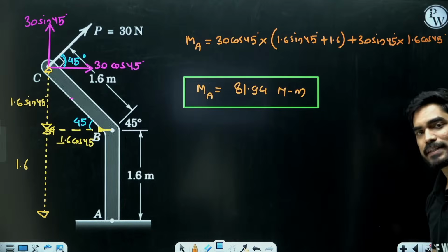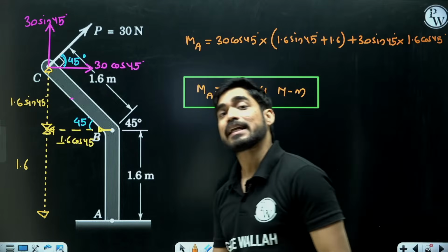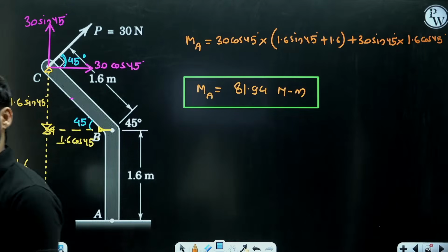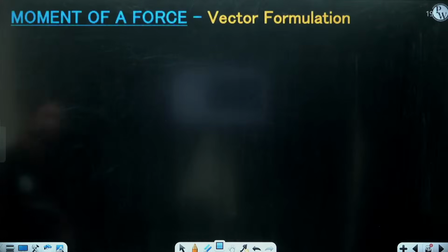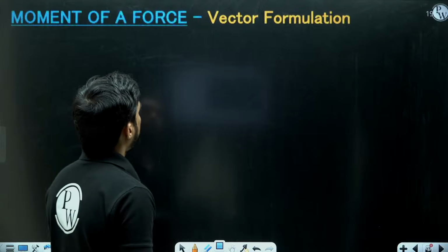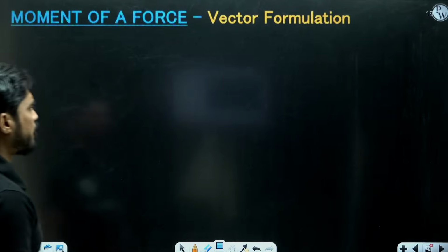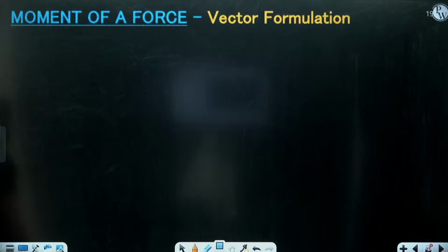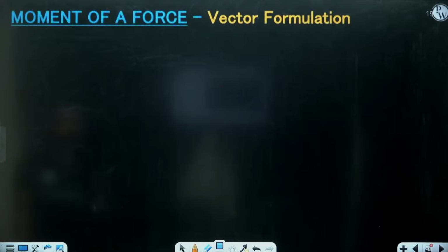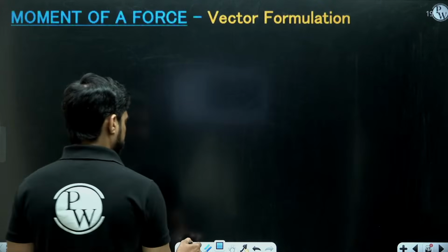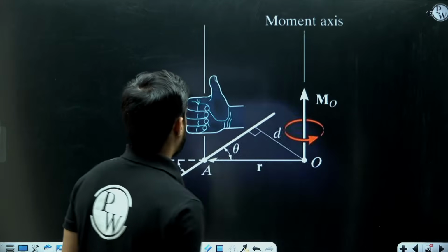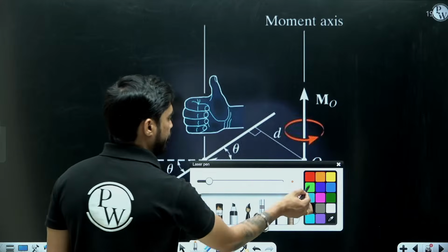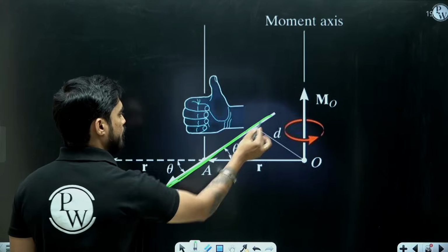But in some cases you might find the vector calculation of the moment. So how do we calculate the moment? By vector formulation. Let's understand that. Okay. So in case of vector formulation, you will get some questions like this. Let's say we have a force F.